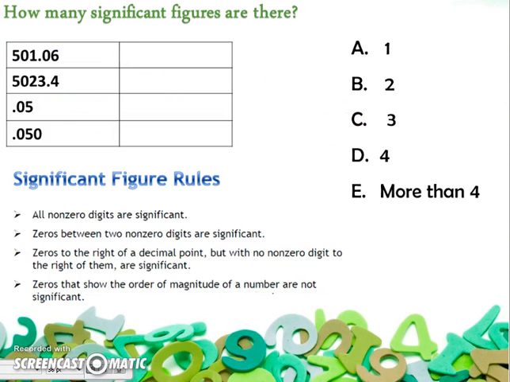Looking at some more examples here, again going through and highlighting all of those numbers that are non-zero, knowing that they are always significant. Okay, so we did that, we can mark that off our list here. Zeros between 2 non-zero digits are significant. So this first number, 501.06, every single one of those is significant because the zeros are sandwiched between. So in total, we have 1, 2, 3, 4, and 5 digits that are significant.